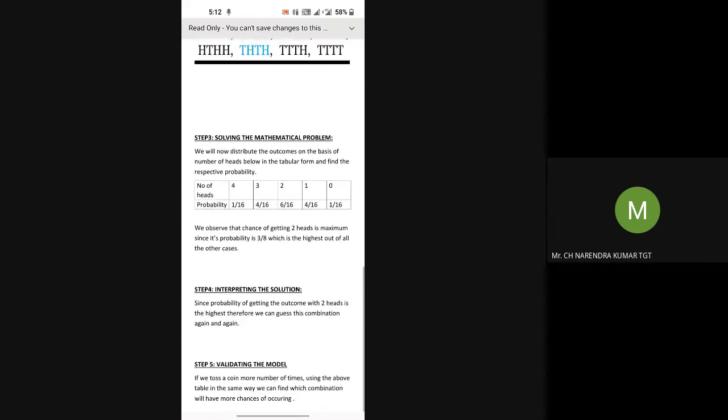So we observe that the chance of getting 2 heads is maximum, since its probability is 3 by 8, which is the highest out of all the other cases. So this is the solution of the problem.